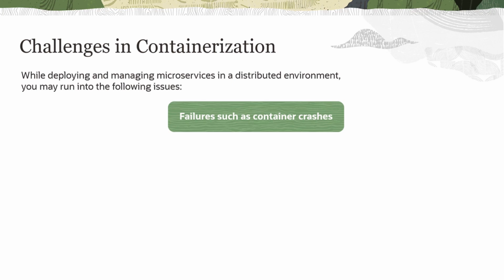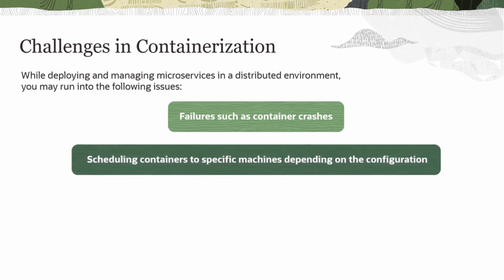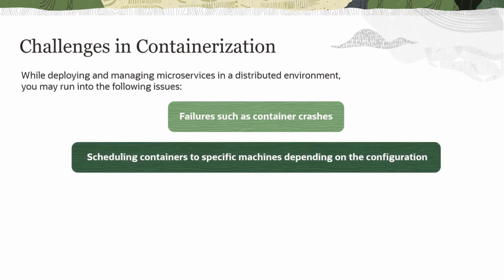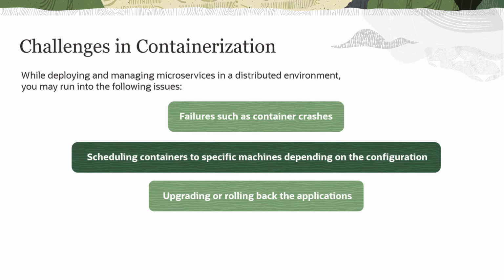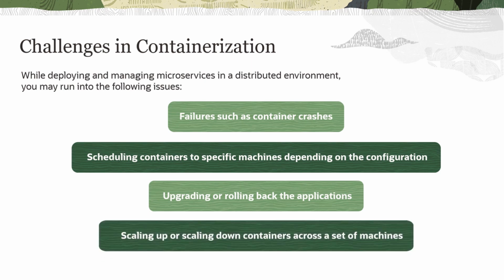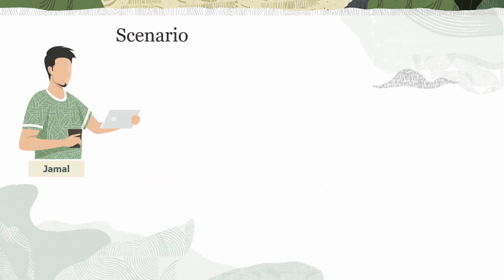While deploying and managing microservices in a distributed environment, you may run into the following issues. Issues such as failures or container crashes. Issues such as scheduling containers to a specific machine depending upon the configuration. You also might face issues while upgrading or rolling back the applications which you have containerized. Scaling up or scaling down containers across a set of machines can be troublesome. Meet Jamal.